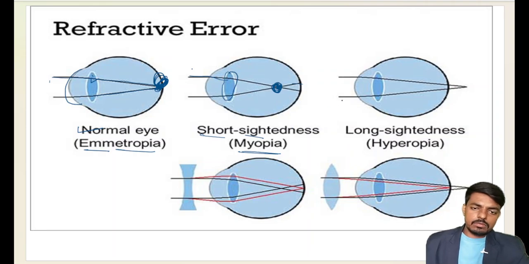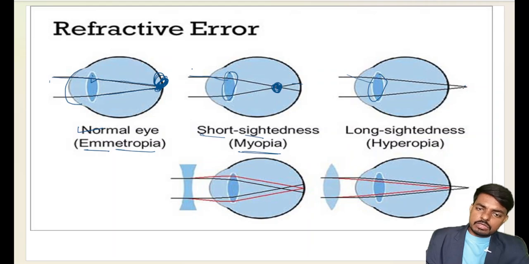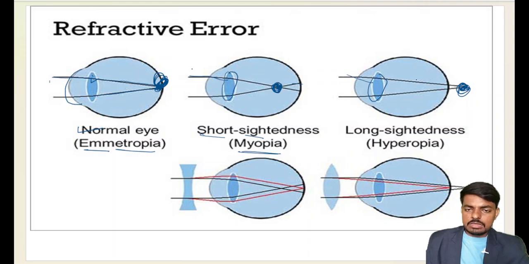Okay, so here is the long sightedness. See, the lens is not working properly and light rays are not bending properly, so the focus is going behind the retina. If this person wants to see, he should hold the objects very far, so then only the light rays will come on the retina. So the person can see very far away objects and is unable to see near objects. Long sightedness we call hyperopia.